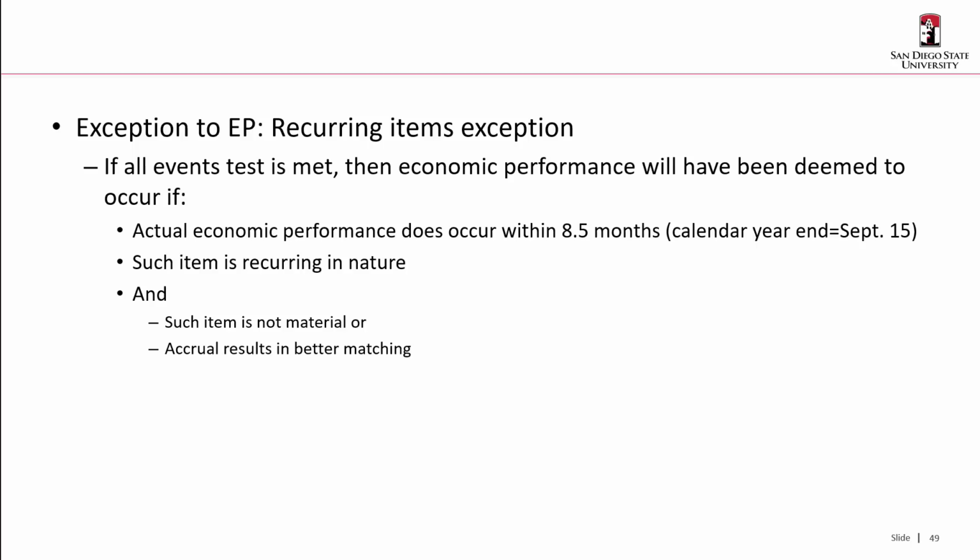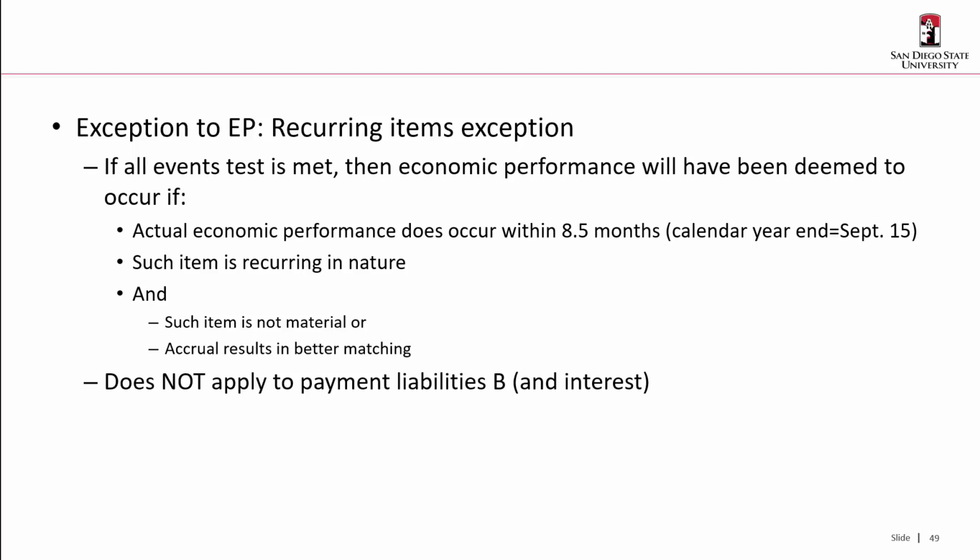So this recurring item exception is a way of getting rid of some nuisance differences between the way you might accrue something for your financial statements and the way you would have to do it for tax. And this tries to conform the two to make them match. The reason I described payment liabilities in two different forms is that you cannot apply the recurring item exception to payment liabilities B. You can never apply it to interest. Interest is only deductible over time period.